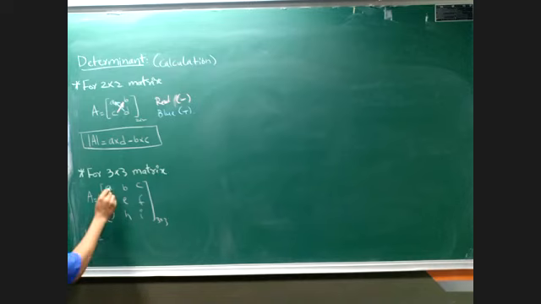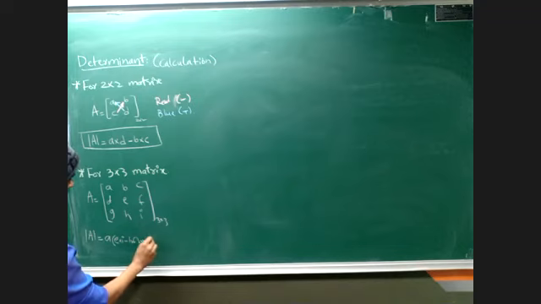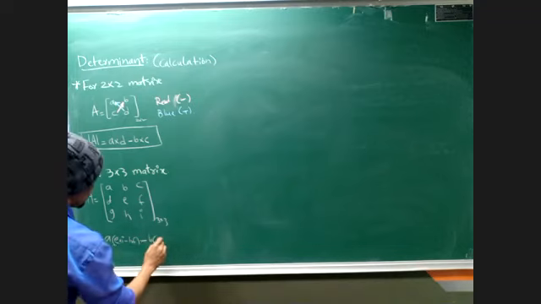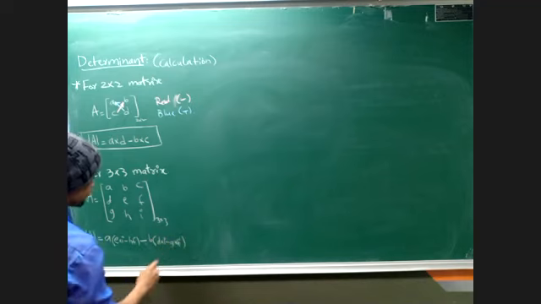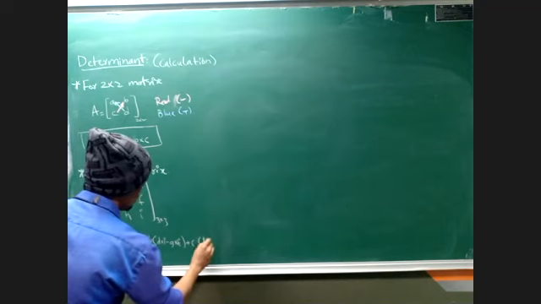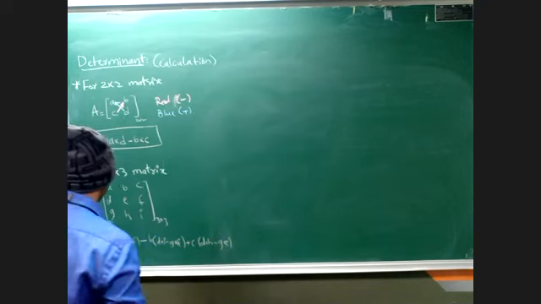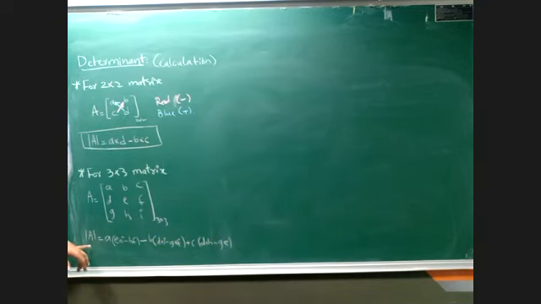A with the minor of A1. Minor of A1 means A into I minus H into F, then minus B into D into I minus G into F, then plus C into D into H minus G into E. This is the way to find the determinant in case of a 3 by 3 matrix.